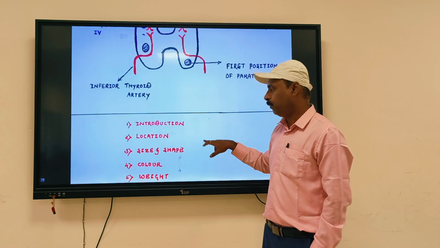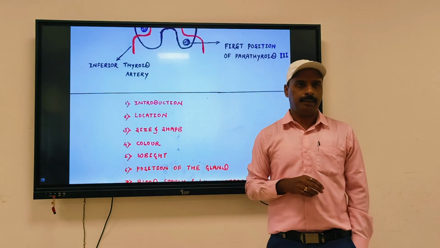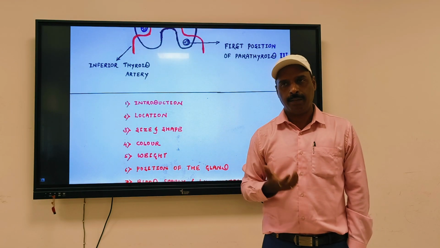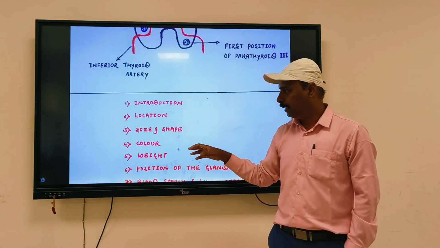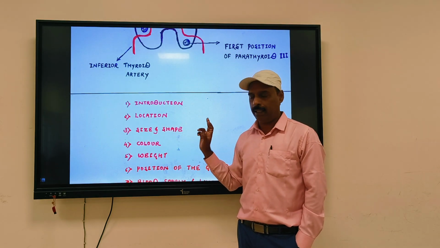Next you have to go for the weight. The weight of the parathyroid will be 50 milligrams. How much is the thyroid? 25 grams. Here we get 50 milligrams as the weight of the parathyroid.